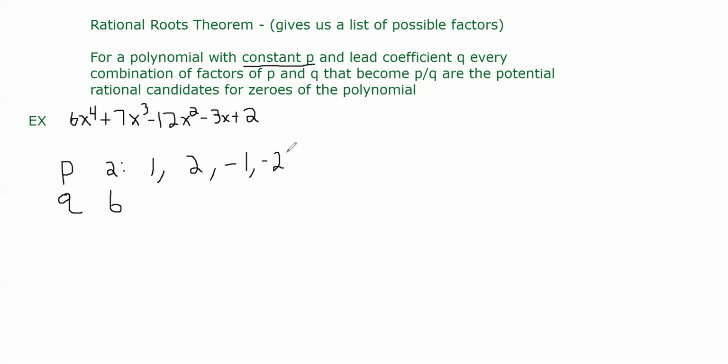But for the sake of keeping things simple, instead of having to write the negatives as separate factors like that, I'm just going to write plus or minus. Plus or minus 1, so positive 1, negative 1. Plus or minus 2, so positive 2, negative 2. So really that's 4 total factors.